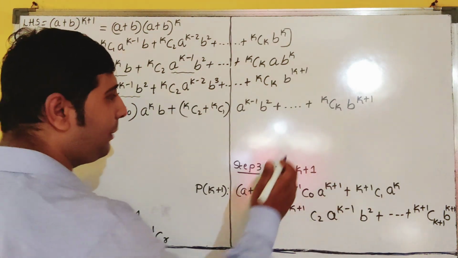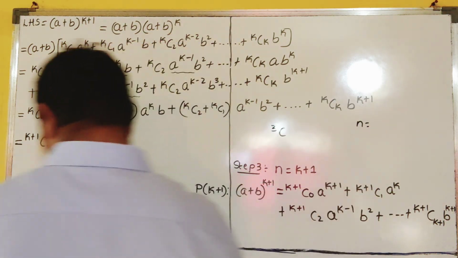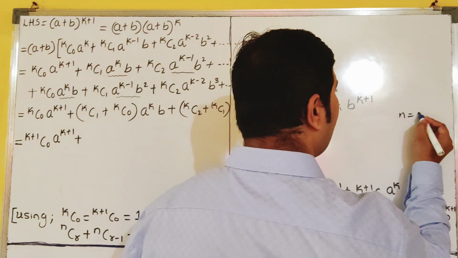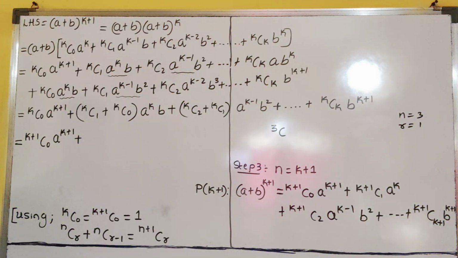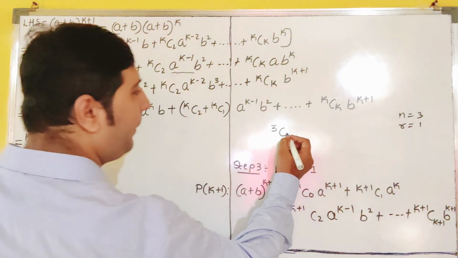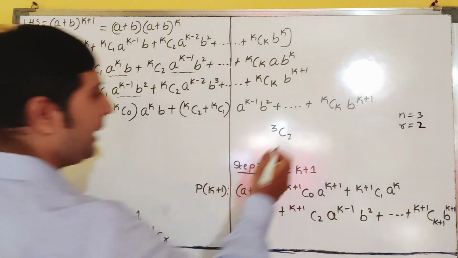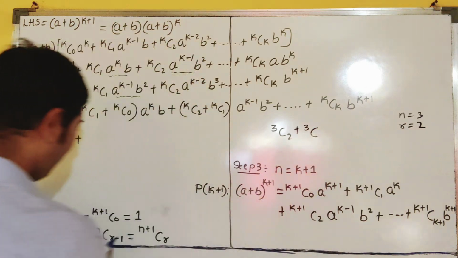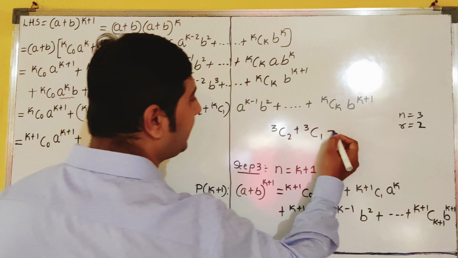Let the time go, because I have to make it clear to you. N value I am taking as 3, R value I am taking as 2. This is just a small example. If you want, you can take bigger numbers and see. Now, 3C2 plus 3C(2-1), that is 3C1. Correct?